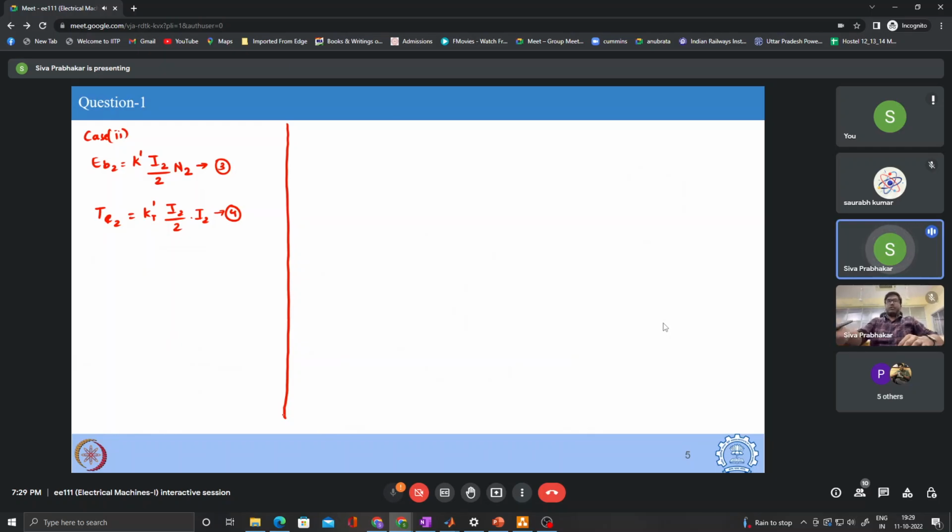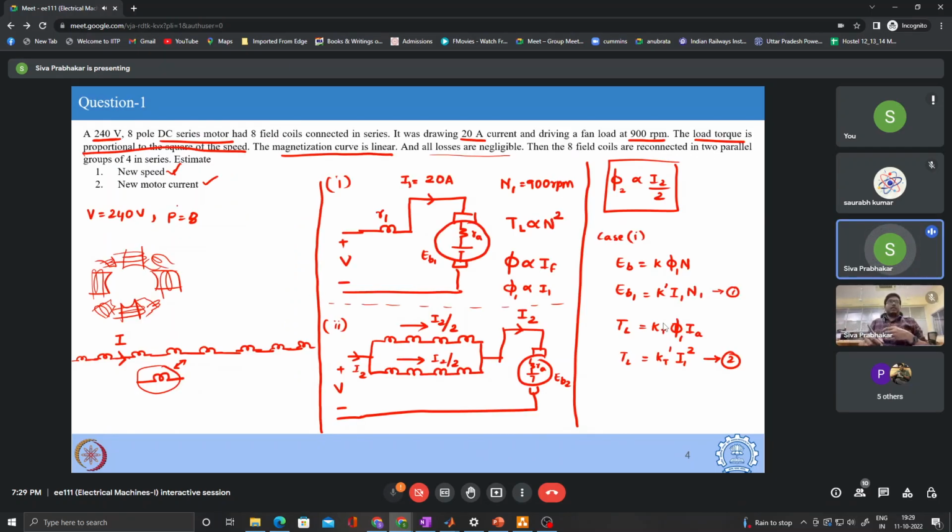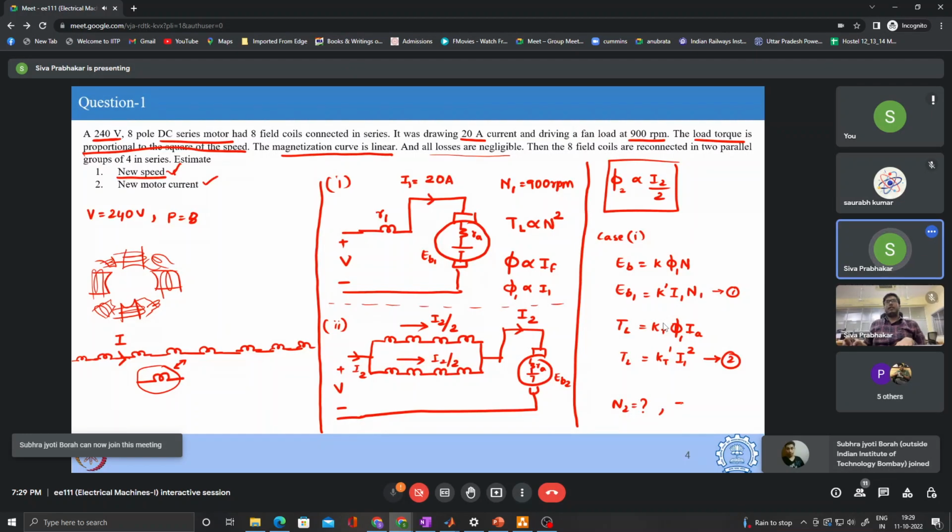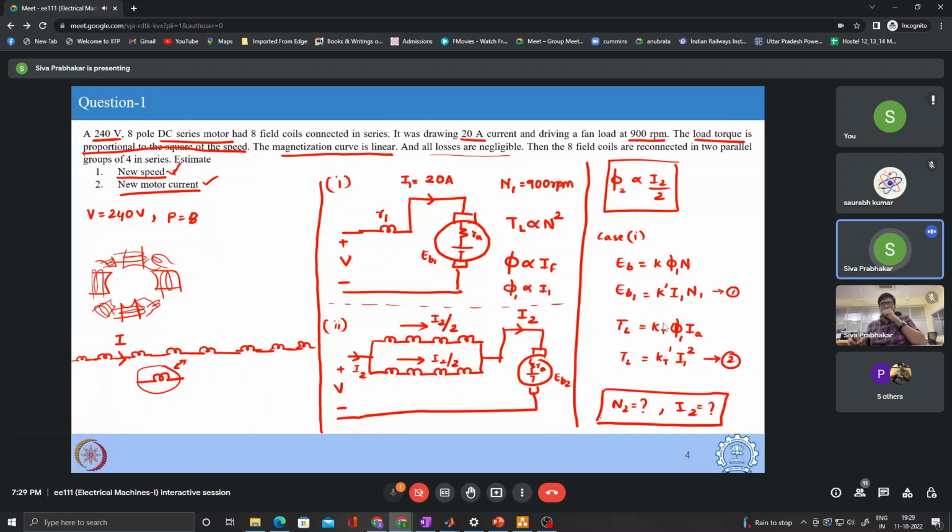So let us now go back to the condition, what they are asking for. They are asking for the new speed. So we need to find the value of N2 and new motor current I2. So N2 equal to question mark and I2 equal to question mark. So we have identified what we have to find out, and these are the things which we need to find out.